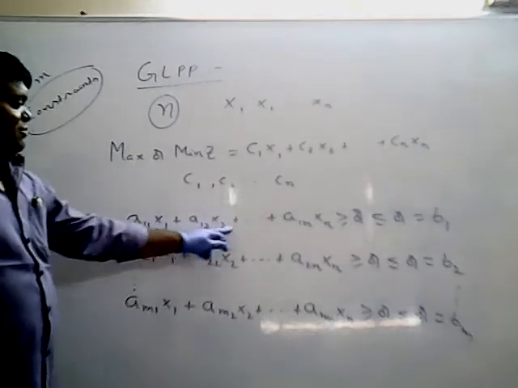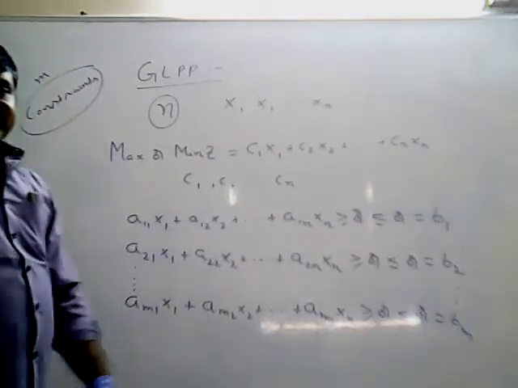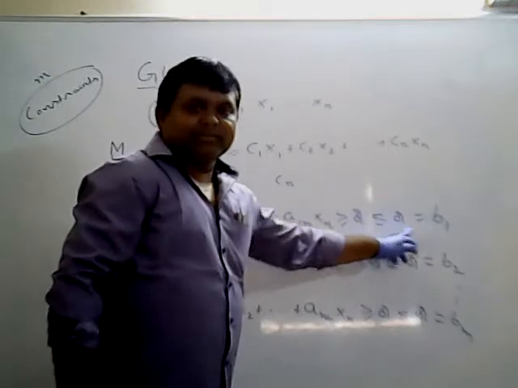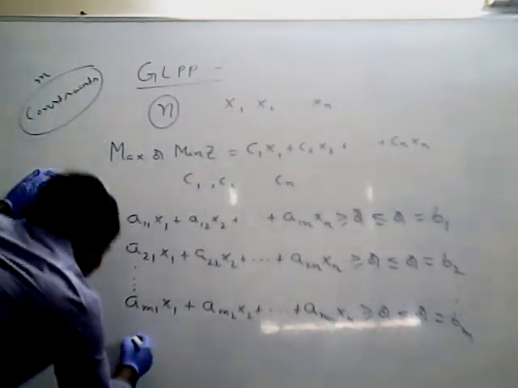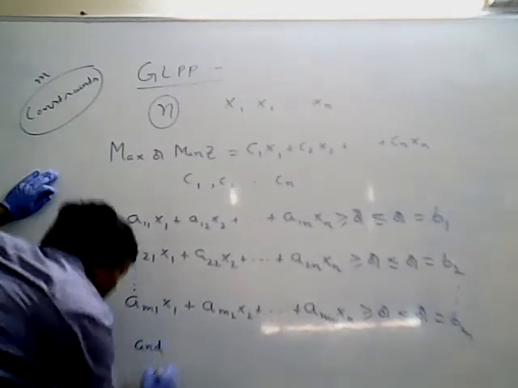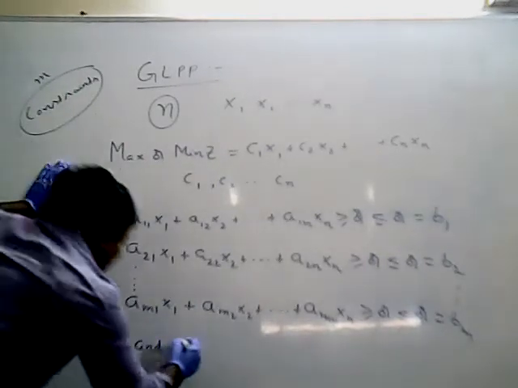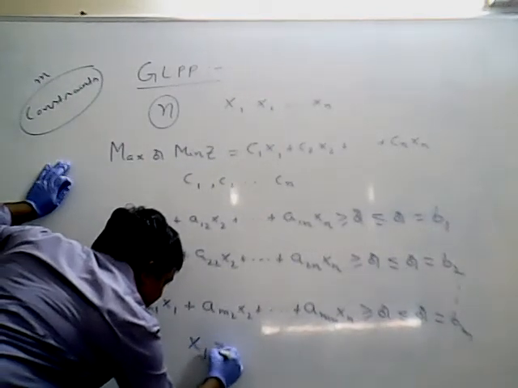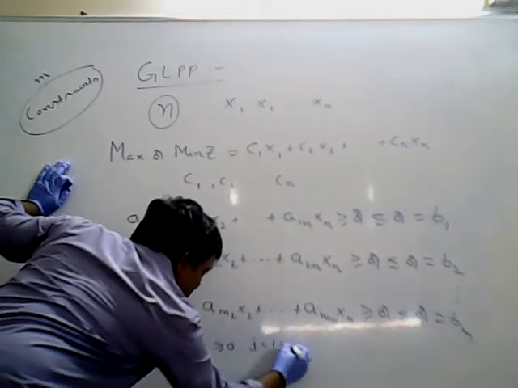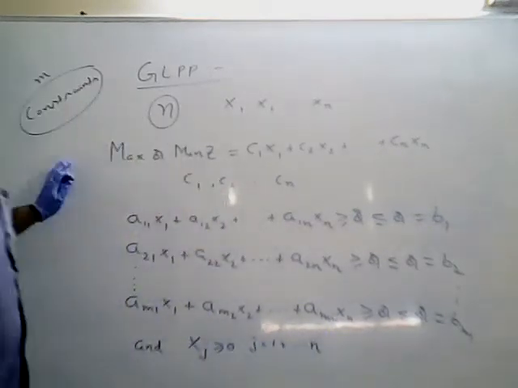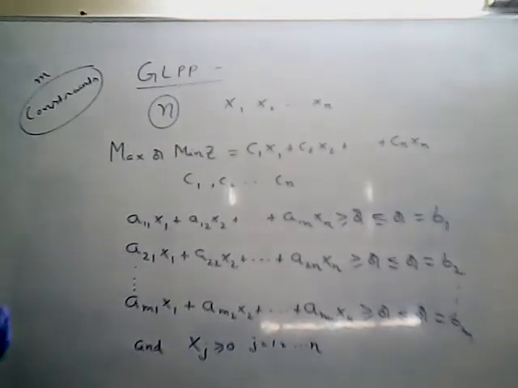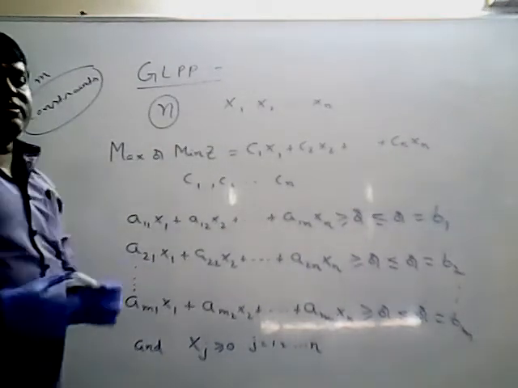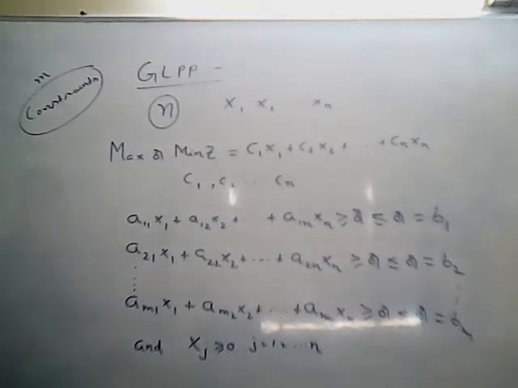a11 x1 plus a12 x2 plus so on a1n xn is greater than or equal to, less than or equal to, or equal to b1, and xj greater than or equal to 0, j equal to 1 to n.